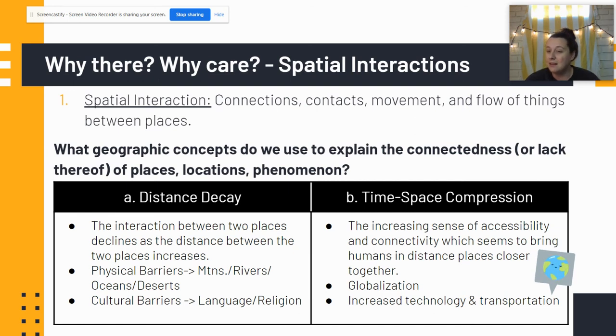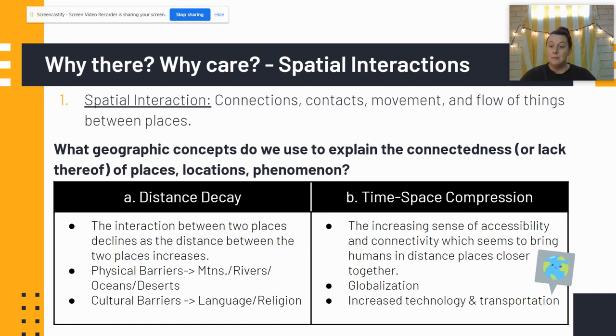So, how are we supposed to understand this kind of new trend if we can't understand what they're saying? Right. So that's an example of a cultural barrier that would cause distance decay. The further away places are, the less likely they are to be connected. So time-space compression is literally the exact opposite. It is this increasing sense of being connected to distant places, right? And this is all because of globalization.